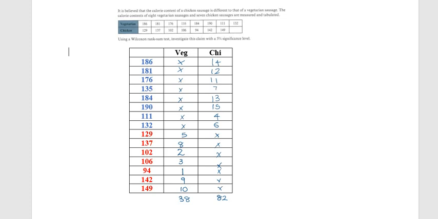82. We can check whether these totals are correct by using n into n plus 1 divided by 2. Here a total of 7 plus 8, 15 values are there. So 15 into 16 divided by 2, that would be 15 times 8, which is 120. So the addition of ranks 38 and 82 is also 120, which means our ranking method and totals are correct.